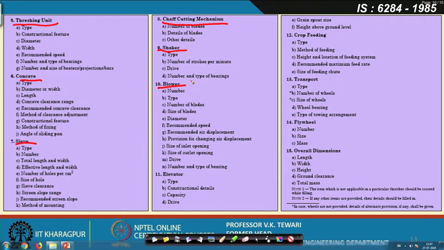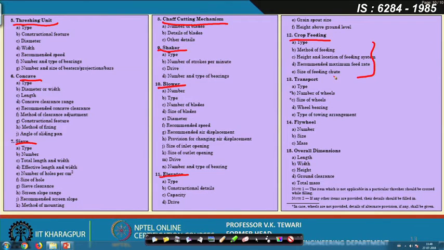Then the blower, which is blowing out and giving the bhusha on one side and the grains on the other side. So, after it is threshed and cleaned, it has to go to the elevator for bagging, etc. So, these are important. Then crop feeding: what is the method of feeding, what is the height and location, etc.